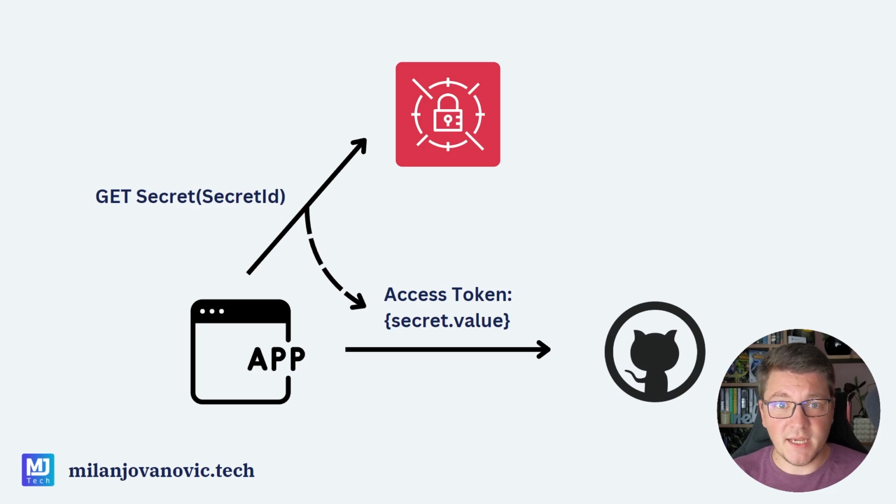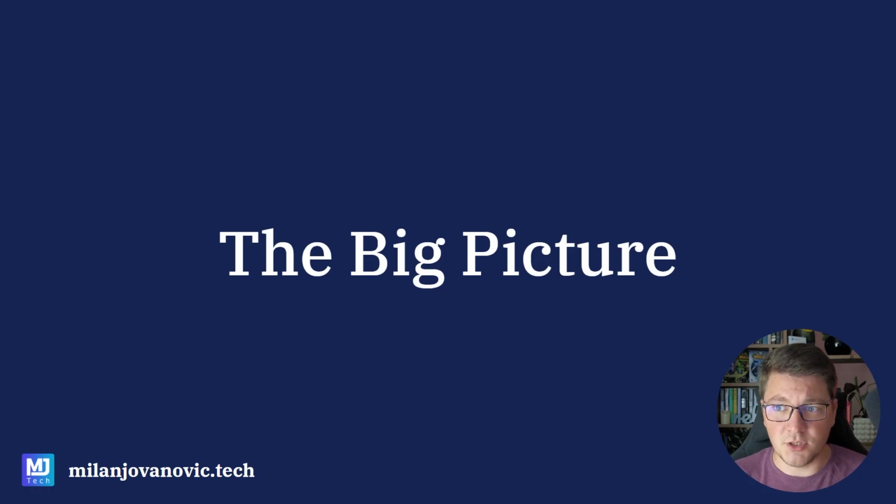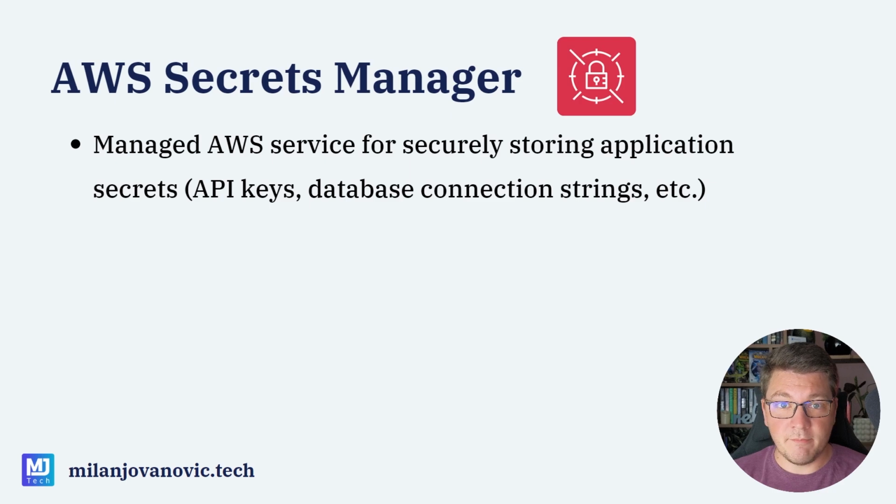But why is using AWS Secrets Manager or any other secret management service better than using something simple like environment variables? I think this is an excellent question, so let's take a look at the big picture of using AWS Secrets Manager and how it helps us build a more secure application. So Secrets Manager is a managed AWS service for securely storing application secrets. I mentioned at the start that these could be API keys, database connection strings, various credentials, and so on.